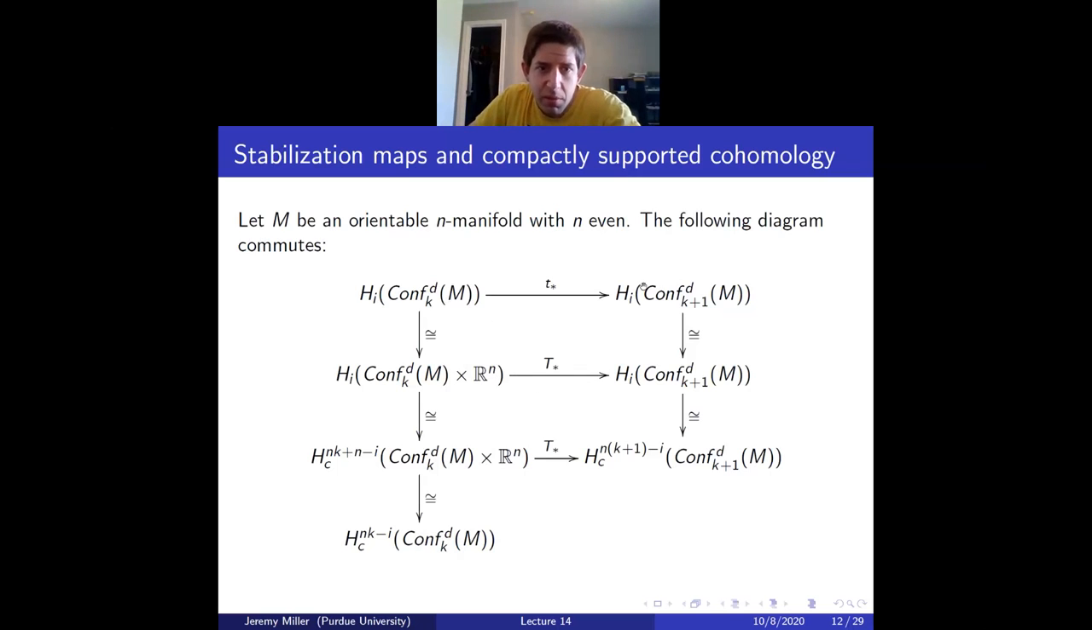So we want to show this map's an isomorphism. Homology is a homotopy invariant, so crossing with Rn doesn't change anything. So we want to just show this map's an isomorphism in a range. And then by Poincaré duality, that's equivalent to showing this map's an isomorphism in a range. And if you want, crossing with Rn just shifts compactly supported cohomology. So the upshot is that we started out being interested in the purple map, and that's equivalent to studying the red map. Any questions?